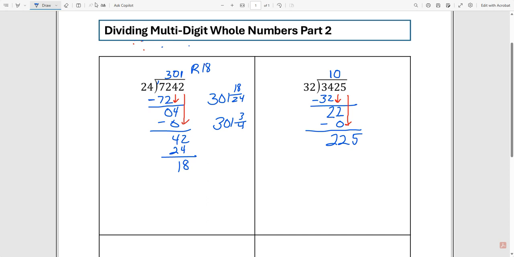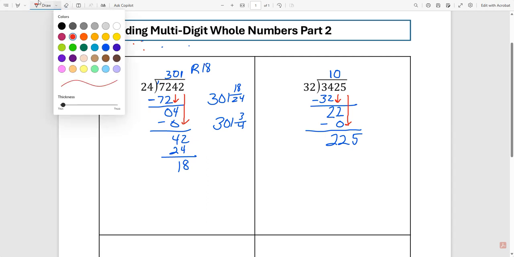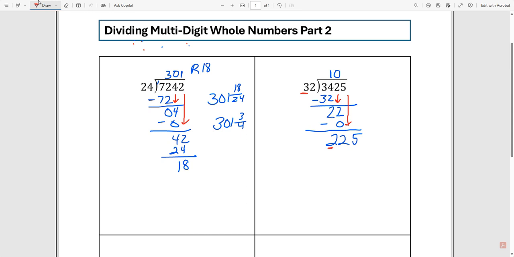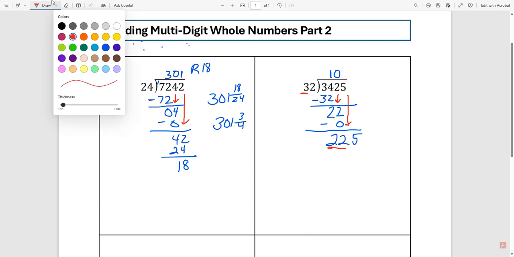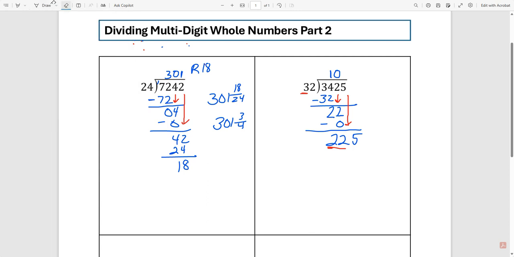Now we have 225 divided by 32. Again, we'll look at the first two digits, and we see that 22 divided by 32 won't work. We already know that. So let's look at just the 3. Remember that first digit, how I showed you on the other question: work with the first digit. 3 can't go into 2. So then we'll take 3 into 22, and 3 divides into 22 7 times. We'll try the 7 and see if that works.